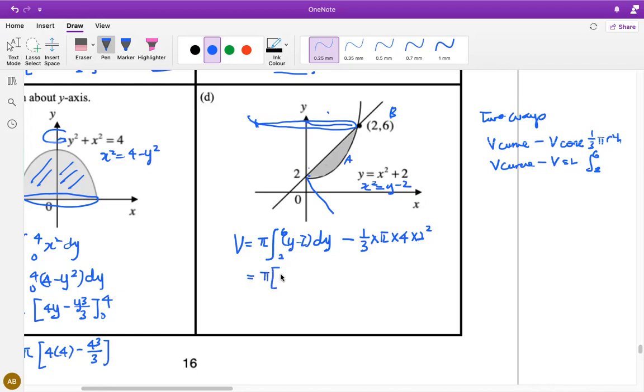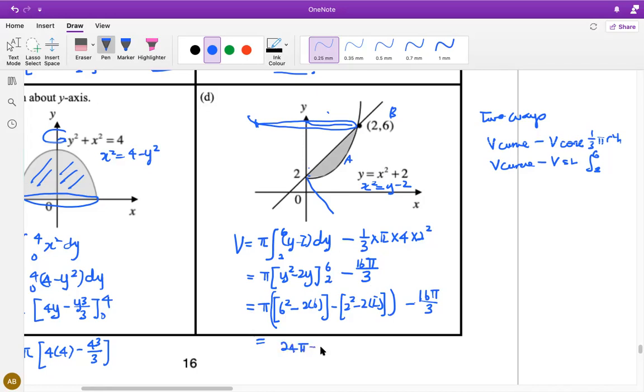There is pi, then y squared over 2 minus 2y from 2 to 6, and then minus 16 pi over 3. If you substitute the values in, 6 squared minus 2 times 6, minus 2 squared minus 2 times 2, and then you minus 16 pi over 3. You should get the answer by yourself. So 6 squared is 36, minus 12 is 24. So 24 pi minus 16 pi over 3. This one is 4 minus 4, you get 0, right?